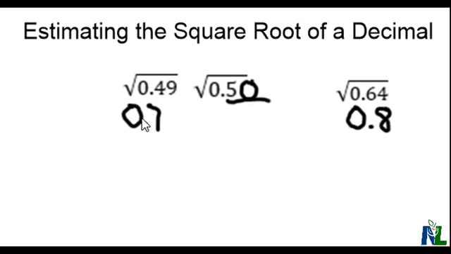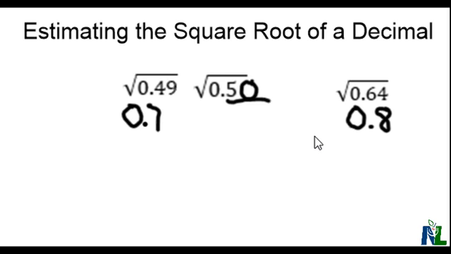Those two numbers are called benchmarks. They are the numbers that we're going to be comparing our number to in order to get an estimate. So we know that our square root is going to be between 7/10 and 8/10. And we know that it's going to be closer to 7/10 since our number, 50 hundredths, was much closer to 49 hundredths. So we know we're going to be a lot closer to 0.7 than we are to 0.8.